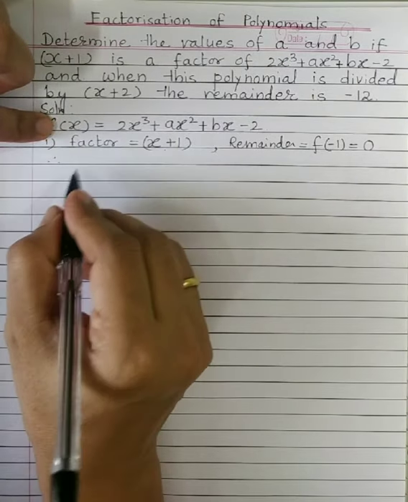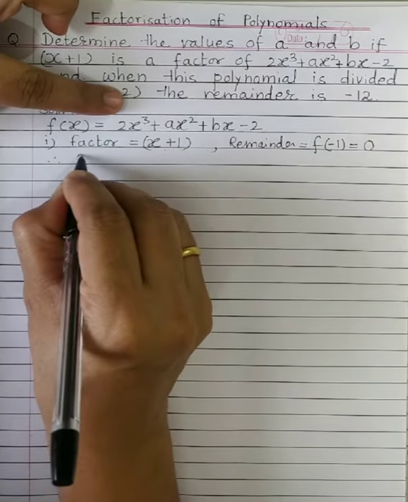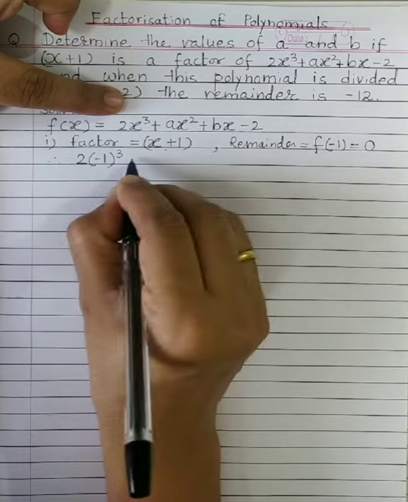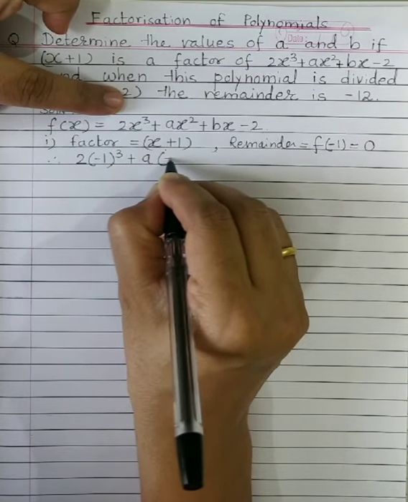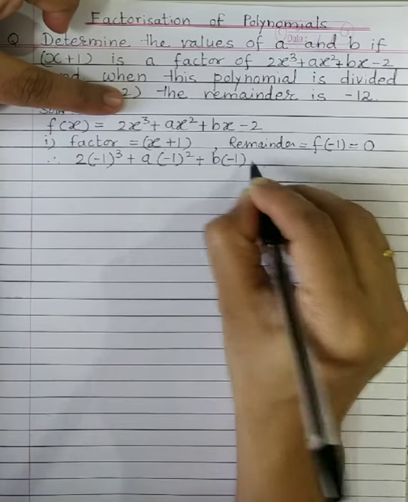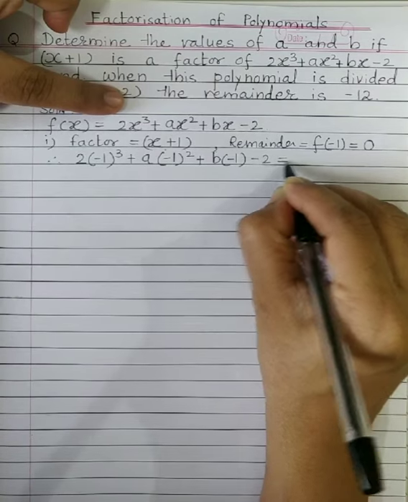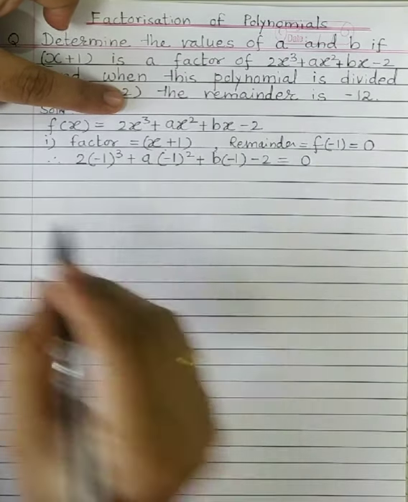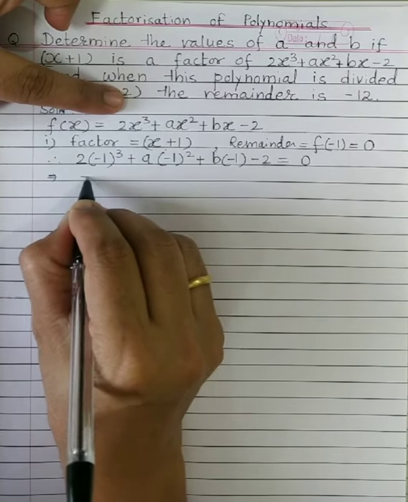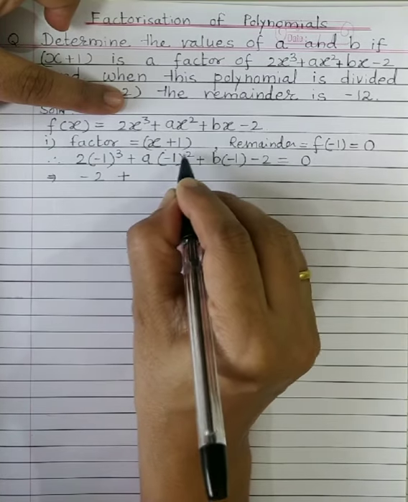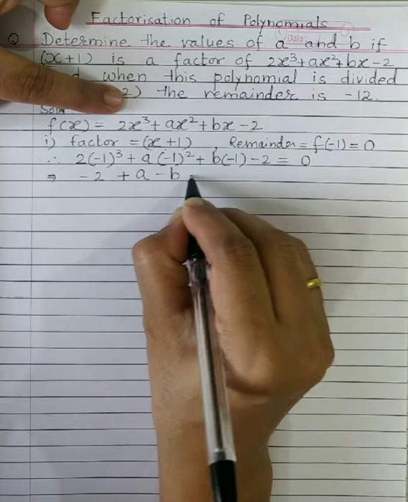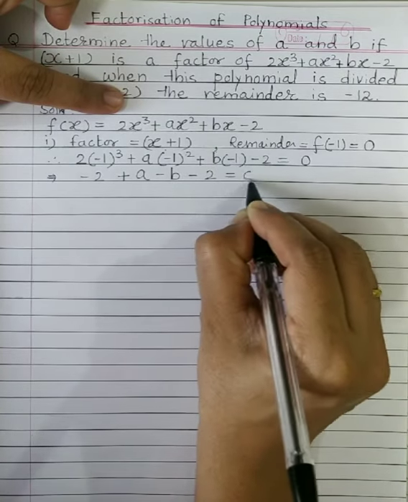So work it out. Find what is f of minus 1. You need to replace x by minus 1 over there. Minus 1 cube plus a into minus 1 square plus b, x is what? Minus 1, minus 2, and this is equal to 0. Work here. Minus 1's cube is minus 1, into 2 is minus 2, plus a into minus 1 square, which is a, plus b into minus 1, that is minus b, minus 2 equals 0.